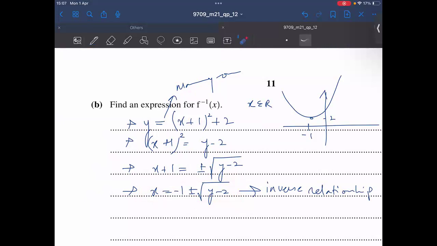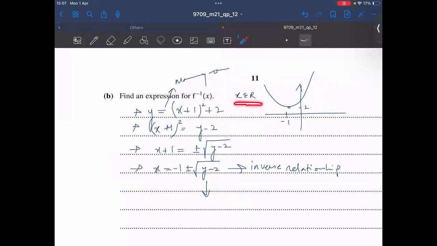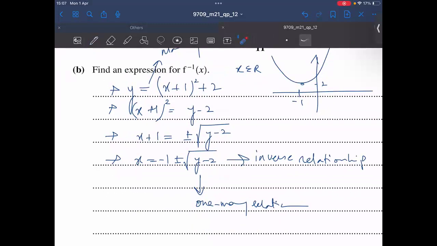Now, for this domain, you have got this relationship. This is an inverse relationship, and right now it is a one-to-many relationship. Why, Iman? Because this is the output variable. For one input value, due to plus and minus both, we're going to get many output values. So this is an example of a one-to-many relationship.